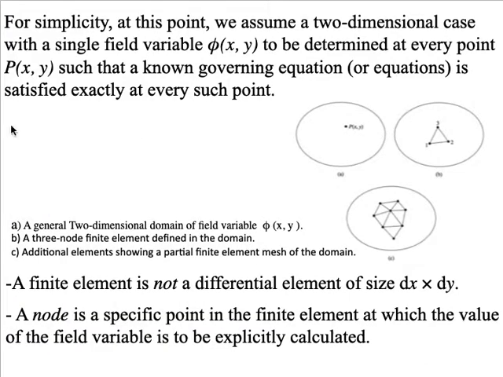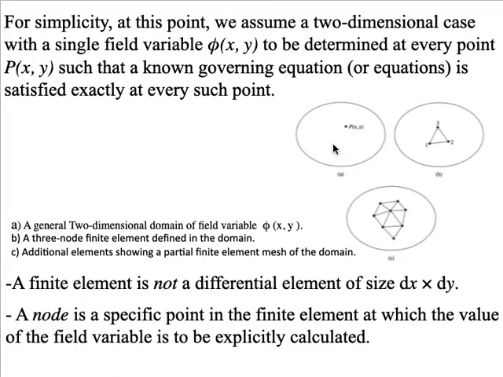For simplicity, we assume a two-dimensional case with a single field variable, phi(x, y), to be determined at every point, that is P(x, y). This is P(x, y), this is the boundary, and a known governing equation is satisfied exactly at every such point.